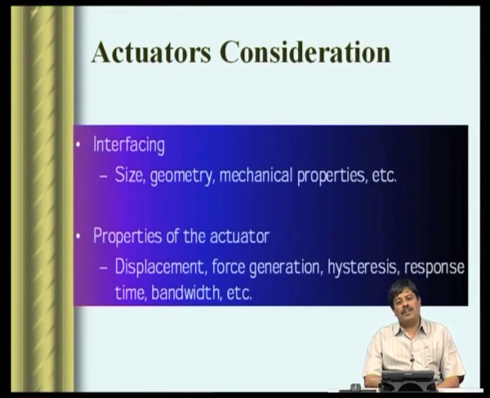The other aspect that you need to consider for actuation is the interfacing, size, whether the size is going to fit within the system, geometry that is going to be accommodated within the system, and whether mechanical properties are okay to get the necessary actuation force, etc. The other important aspect while choosing an actuator is the properties of the actuator. What is the displacement or the stroke length that it can generate? What is the force it can generate in order to do the required functions? What is the hysteresis, whether the loss is there? If the loss is there, the force will be less. The response time, is it fast, slow, bandwidth, etc.